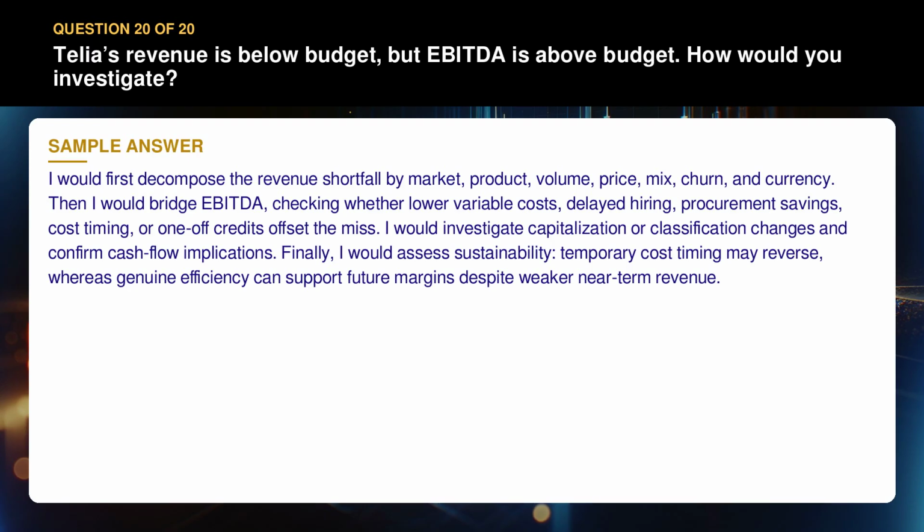Then I would bridge EBITDA, checking whether lower variable costs, delayed hiring, procurement savings, cost timing, or one-off credits offset the miss. I would investigate capitalization or classification changes and confirm cash flow implications. Finally, I would assess sustainability. Temporary cost timing may reverse, whereas genuine efficiency can support future margins despite weaker near-term revenue.